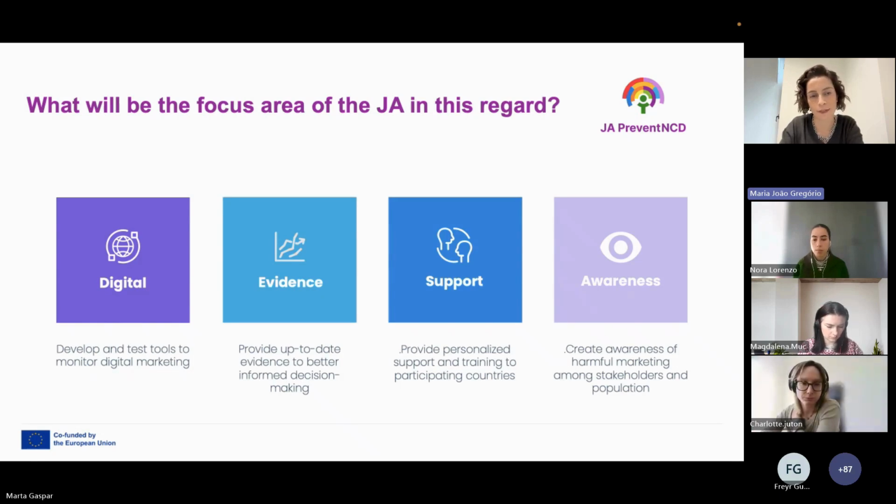We would also like to explore the regulatory and monitoring opportunities in the digital environment to provide tailored support and training to the participating countries, helping to improve national capacity to implement legislation and to deploy monitoring tools in this area. And our last aim is to raise awareness of harmful digital marketing among policymakers, different stakeholders, and also the general population.